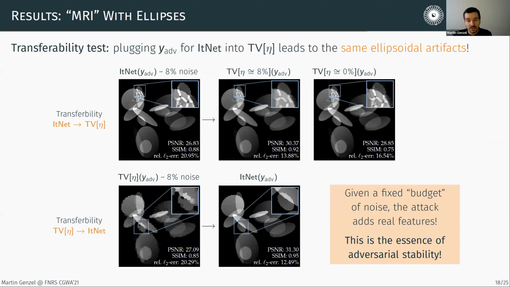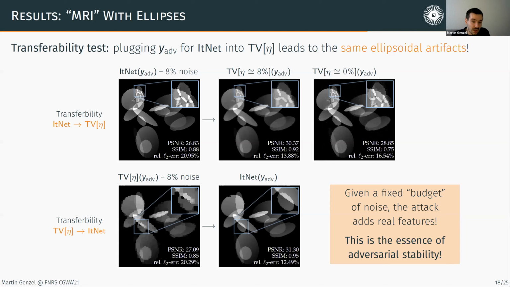So our conclusion here was that what the attacker did is take the noise, this 8% relative noise, and synthesize some features in the measurements that were then eventually reconstructed by your solver, which are here the iterative network and also TV minimization. In some sense, that's what I would call the essence of stability. There's no instability: the attacker really took the noise and synthesized some features, right? So that's really something stable in that sense.